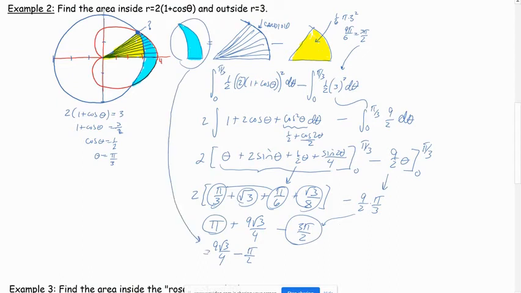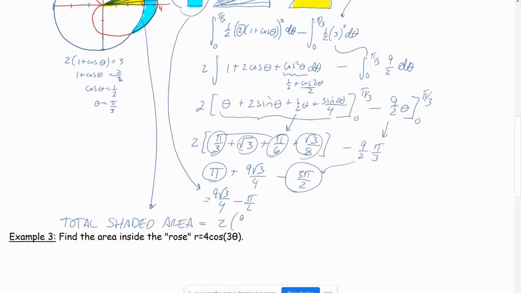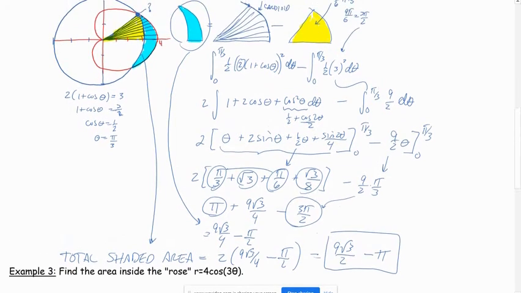And remember, we need to double that. So the total shaded area, which is this, is going to equal twice that. So 2 times 9 root 3 over 4 minus pi over 2 becomes 9 root 3 over 2 minus pi. And so that is our total area of this light blue region up here, outside of the circle, but inside the cardioid.